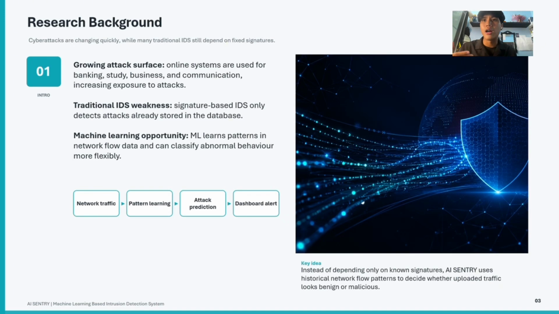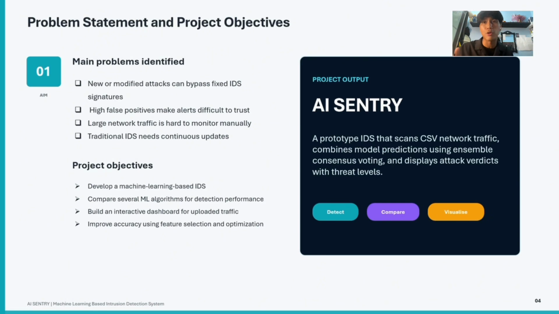Instead of only comparing traffic with known signatures, it learns patterns from historical network traffic. Based on these patterns, the model can predict whether new traffic appears normal or malicious. In AI Sentry, the user uploads the network traffic file. The system analyzes the flow pattern, produces a prediction, and displays the result through the dashboard. Now we go to the problem statement and project objective.